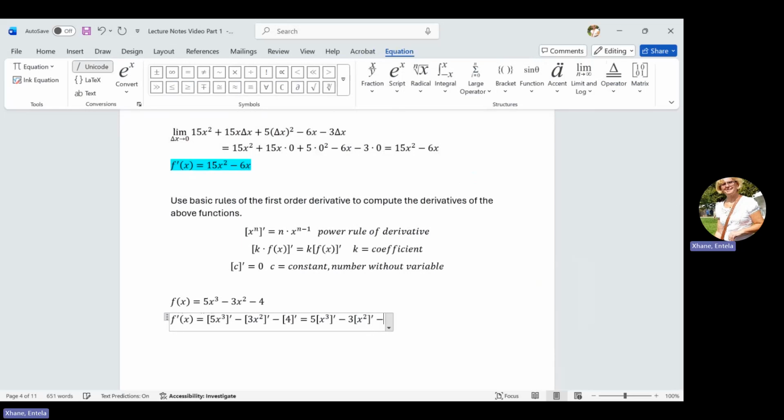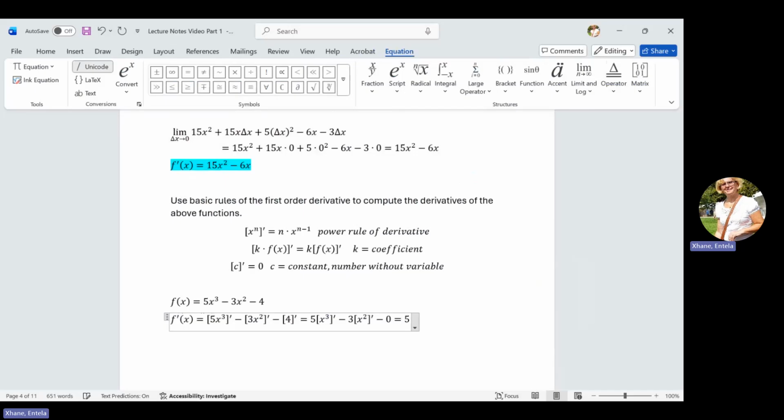And then minus, I see the number 4 alone. That's a constant. The derivative is 0. Constant means a number without a variable. Now, coefficient in front of the variable means that the coefficient multiplies the variable, okay? And then the focus now will be on the remaining derivatives. They both are power rules. So one of them has an exponent 3, the other one has an exponent 2.